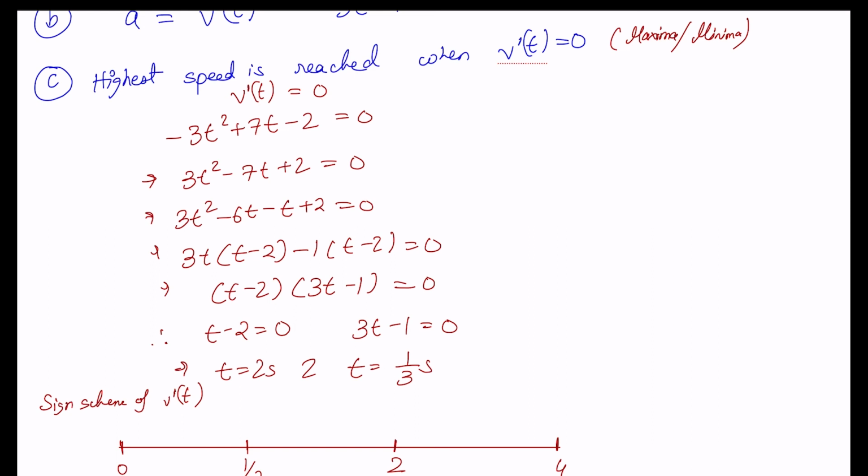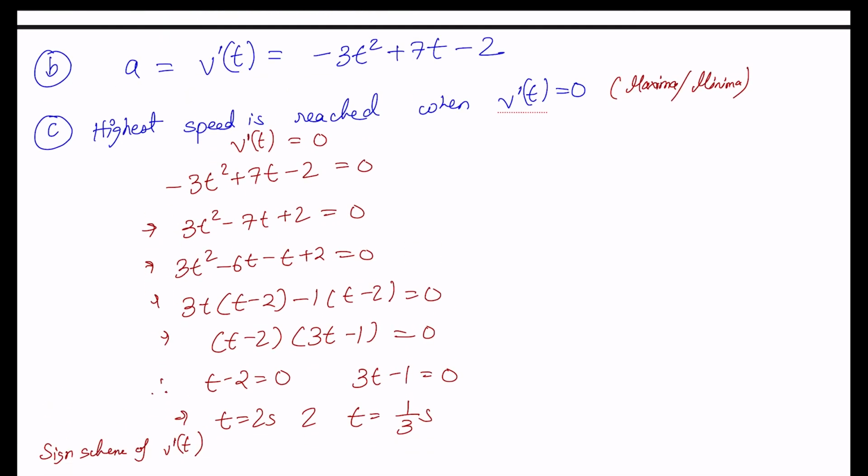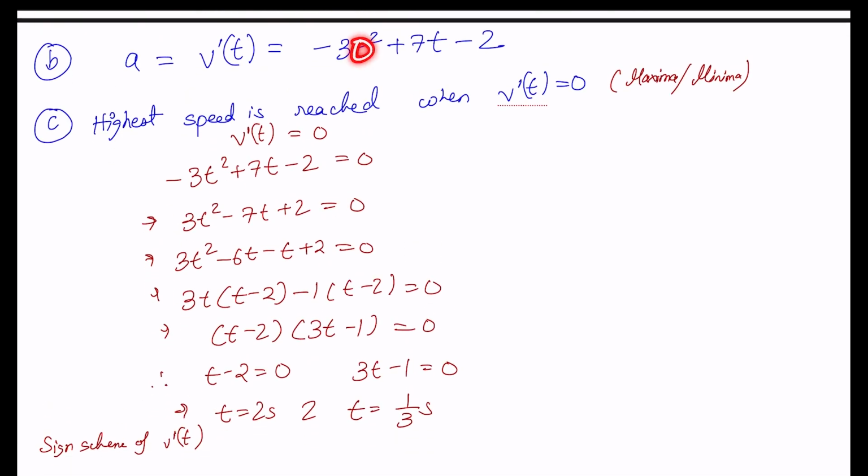So I can try 0. v dash t is minus 3t square plus 7t minus 2. If you put t as 0, you'll see that v dash t is negative. So this entire interval would be negative. Between 1/3 and 2, we have to choose one value. Let's put in 1. So minus 3 plus 7 minus 2, which is 2. So this entire interval would be positive.